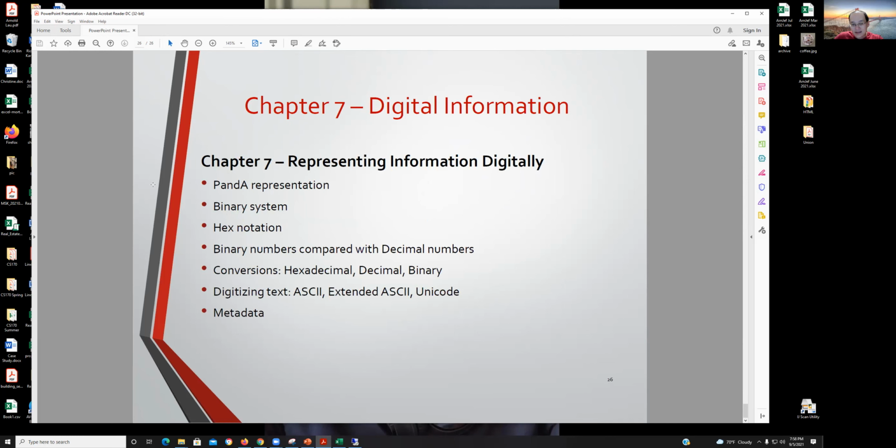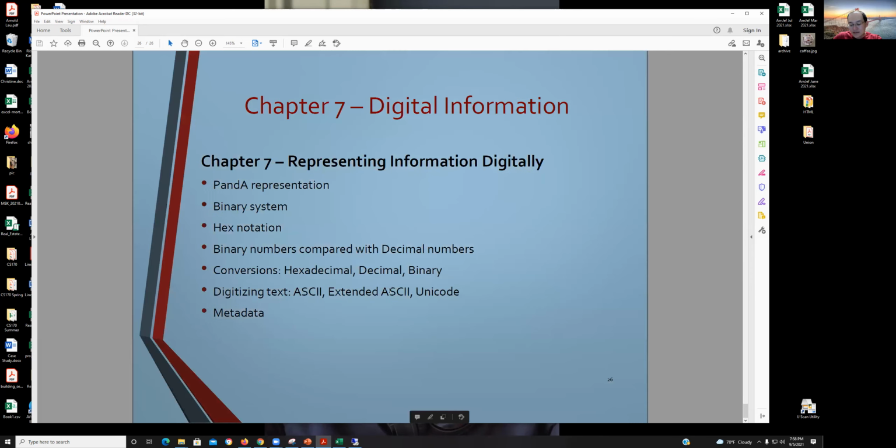This is just a recap of what we talked about for chapter 7. We talked about binary, we talked about hex, we talked about doing conversions between hex, decimal, and binary. We talked about what ASCII is. Extended ASCII takes ASCII and goes a little bit further. And then Unicode is the more comprehensive, more robust mapping to convert text or special characters into a format that the computer will understand. And then metadata we just talked about.